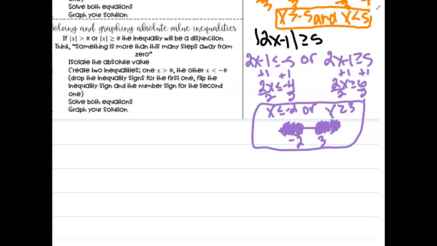Yes? Greater than or equal to 3. Yep, greater than or equal to 3.